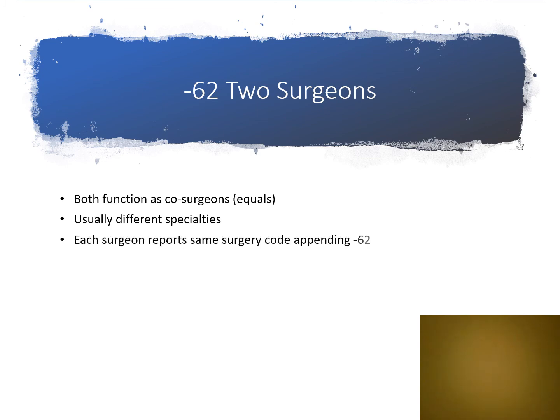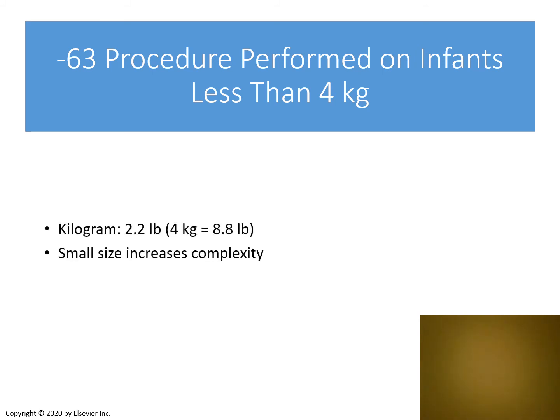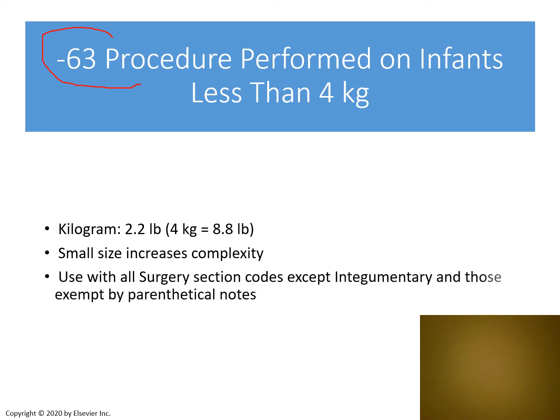They're usually of different specialties, and each surgeon is going to report their code with a 62 modifier. Each surgeon dictates a portion of the procedure. 63: procedure performed on infants less than 4 kilos. That is 8.8 pounds. The reason is that small sizes increase complexity. So 63 is used specifically with infants less than 4 kilograms.